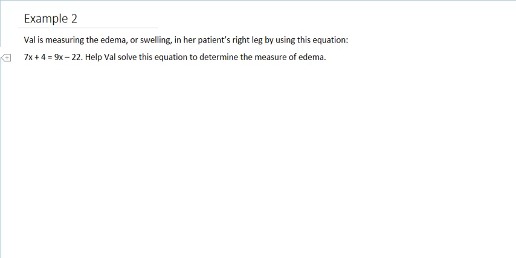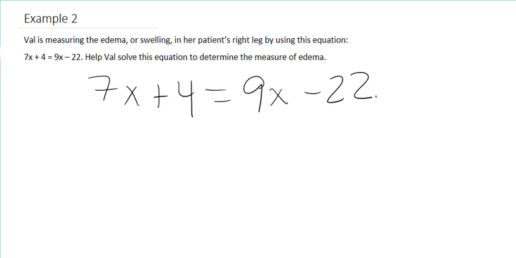Val is measuring edema or swelling in her patient's right leg by using the equation 7x plus 4 is equal to 9x minus 22. So let us help Val solve this equation to determine the measure of the swelling. So the first step will be to get the variable on the one side. And since 9x is larger, we will move the 7x. So to move the 7x, we will want to subtract 7x on both sides.